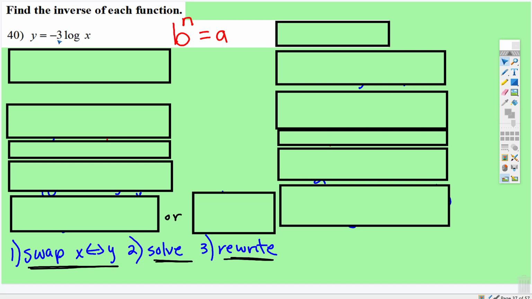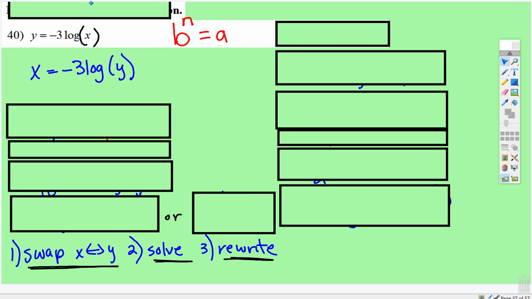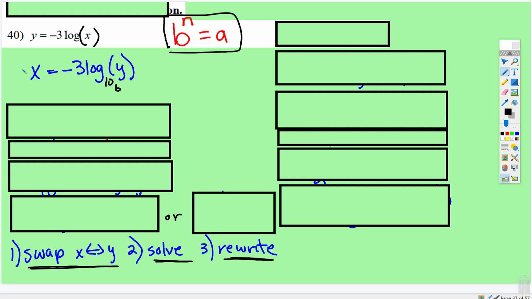So we have y is equal to -3 log x, and I wish they did this, but putting that in parentheses is a good idea. So now we're swapping. The x goes on the left side, the y is part of the argument of the log. And now there's nothing else we can do. So that's when you use the inverse operation. So that's log base 10.